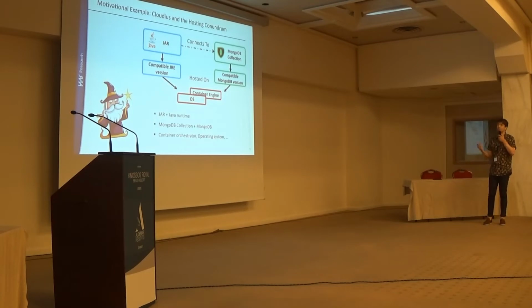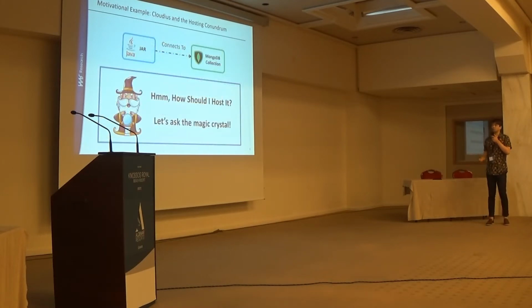We already see, from previously, that we have different kinds of stack options. We have general purpose components such as the Java runtime environment, the MongoDB version, the operating system and the container engine, or wherever we want to host this. We of course have the application specific components, which is a Java application, and the collection, which is not really a component, but still a specific collection to store to-do items. And how should we host it? Let's ask the magic crystal.